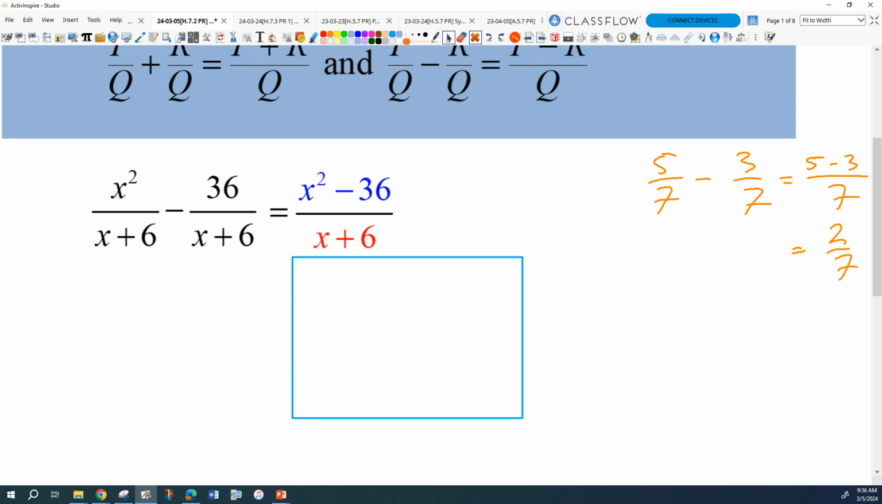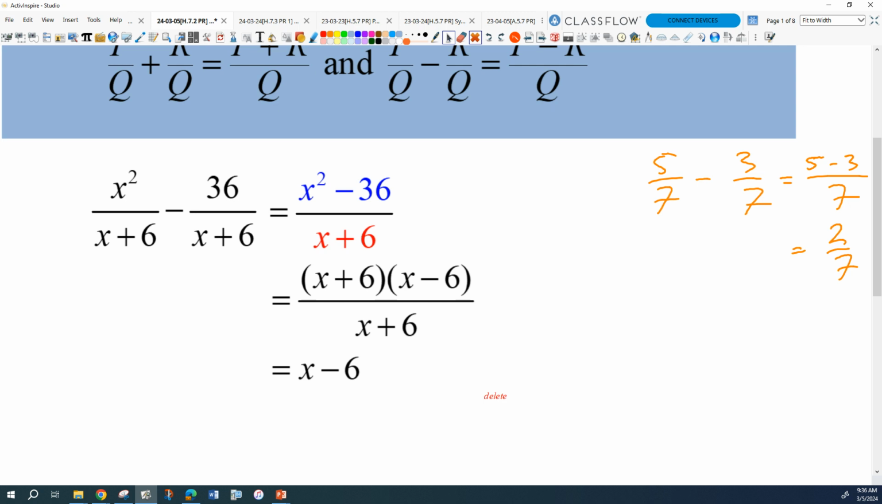Now, what could I do with that rational expression from yesterday? Good. Factor the top. Bottom is already factored. The top factors into x plus 6 times x minus 6, and then I would cancel the x plus 6's, right? But what do I have to remember on this one, too? The bottom can't equal 0. So what's the value I have to exclude from the domain? Negative 6. There you go.